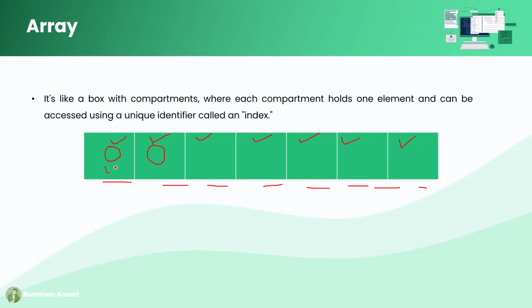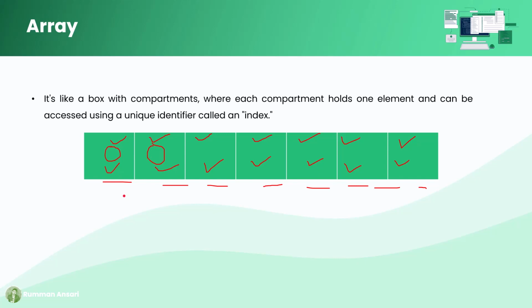So this particular cell has one index, this one also has one index, this one also has one index. Likewise, if you are storing multiple elements inside the array, then for each and every element there is a unique identifier that is called the index. So by using the index, a value can be accessed. By index you can access the value of the elements which are present in this particular box.